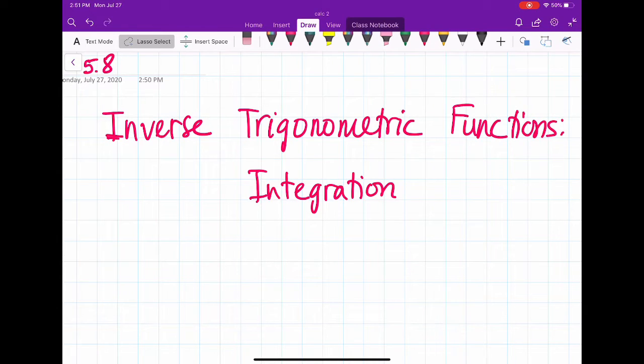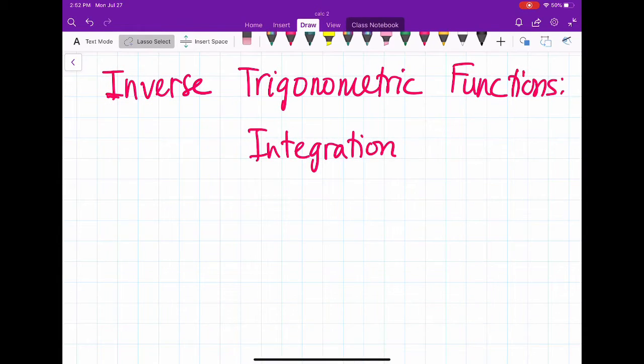Hello, in the previous video we studied inverse trigonometric functions. We learned how to differentiate inverse functions. And today we continue that topic but with integration. Let's remind you about differentiation.